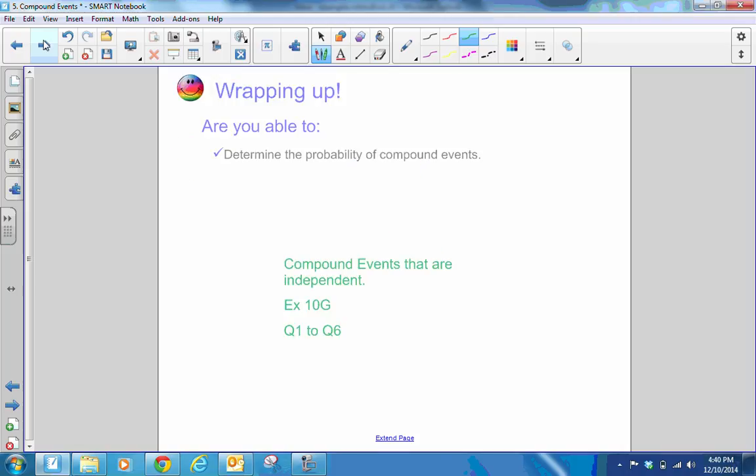Now you can go to exercises 10G in the book and do questions 1 to 6.